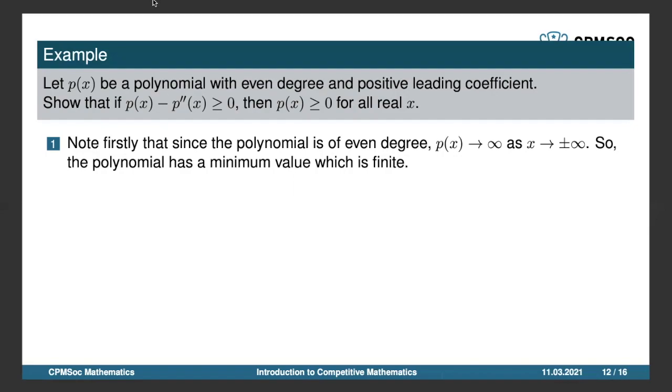So the next step here, or basically the first in any proof by contradiction, would be to suppose that instead there is some part of this polynomial which is less than 0. So we're supposing that p of x is less than 0 for some real x, and we want to derive a contradiction from here.